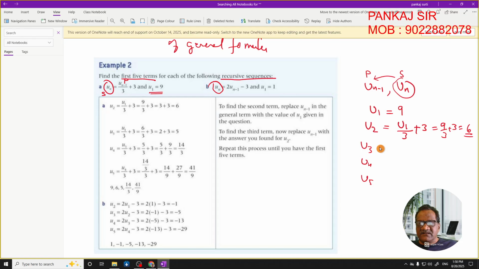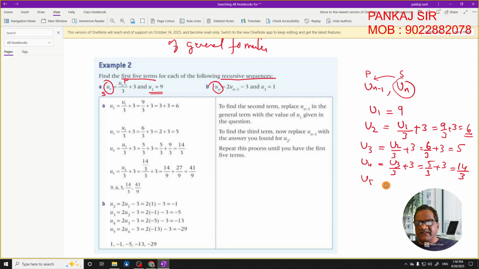The third term will be u2 upon 3 plus 3, which is nothing but u2. Just now you got 6. 6 upon 3 plus 3. This will be 2 plus 3 equal to 5. So the third term is 5. u4 will be u3 upon 3 plus 3. u3 is how much? 5. So 5 upon 3 plus 3. This will work out to 2 3s is 9, 9 plus 5 is 14 upon 3.